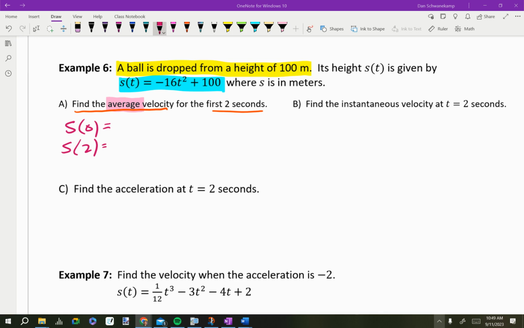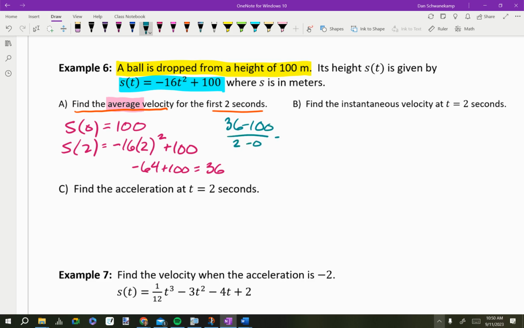Oh, we are plugging in. You take 0, you plug it in. If I plug in a 0, that's easy. It's 100. If I plug in 2, no, actually, I have to test math skills. 2 squared is 4 times negative 16 is negative 64 plus 100 is 36. There's my 2 points. Now I'm going to do slope. So if I'm doing slope, it is y sub 2 minus y sub 1 over x sub 2 minus x sub 1. I get negative 64 over 2, or I get negative 32.